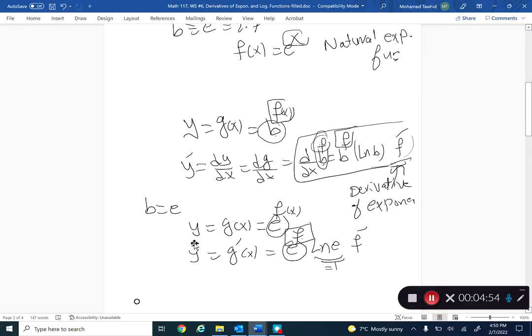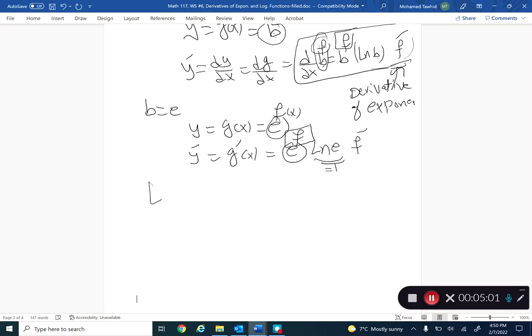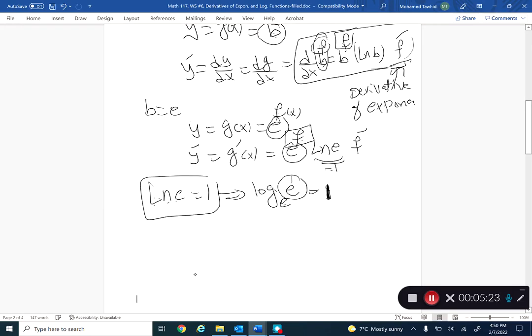ln e is nothing but 1. You have seen that maybe in high school. Why is ln e 1? Because ln e is log base e of e, which equals 1. What is the definition of log? e to the power what, to get e, whatever is inside here? So e to the power 1, so here you get 1. Or just use technology, and you will see ln e is 1.